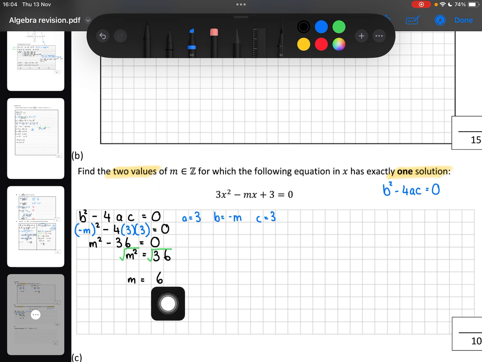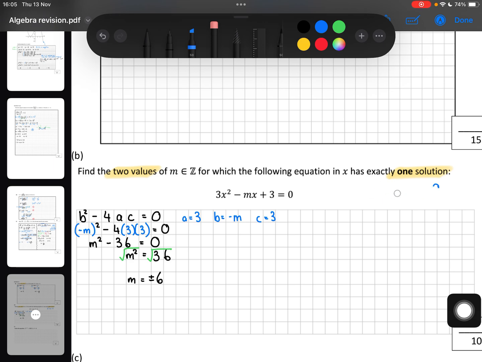Okay, so what is the other thing? So 6 squared gives me 36. What is the other thing that could be squared to give me 36? Not just a plus 6, but also a minus 6. Okay, so a plus 6 would be squared to give me 36, and a minus 6 would be squared to give me 36. So they're my two values for m. Okay, so it was down to that one solution and recognizing my discriminant there.